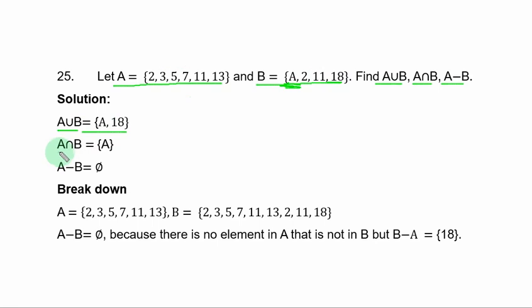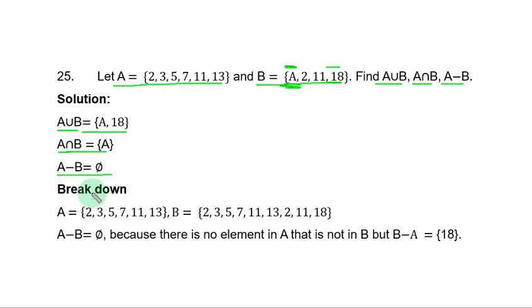The intersection of A and B, the elements common to set A and B, that is 2, 3, 5, 7, 11, 13. They are also here. 18 is here, but 18 is not in set A. That means 18 is not common. So set A itself is the intersection of both sets. The difference between A and B is an empty set.